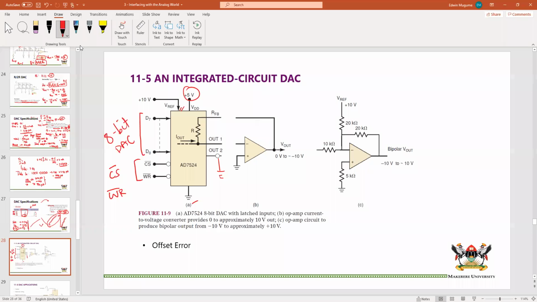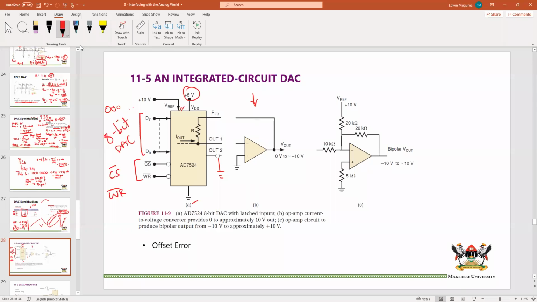Usually that's correct, and you have output 1. Output 1 is the equivalent current of the inputs, the digital inputs. So these digital inputs give out a certain current. If it's 0, 0, 0, 0 all the way, you might get a 0. 0, 0, 0 all the way, then the last one 1, the next step, you might get a certain value based on the resolution, etc.